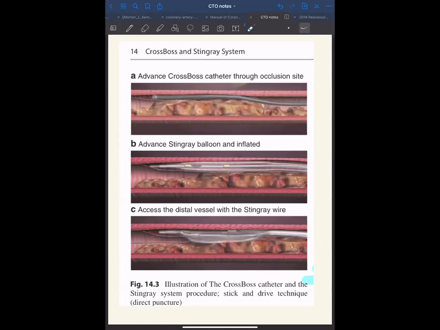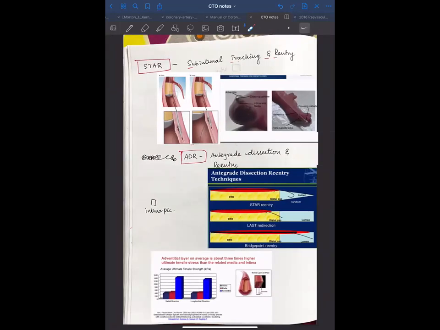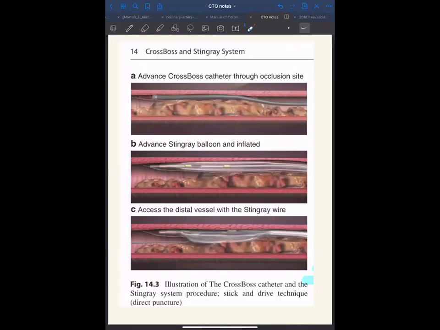So some technology. Crossbars can be passed without a guide wire. It just needs the guide wire to take it all the way there, but it doesn't need to go on the guide wire to go into the subintimal location. Till here we have to use the guide wire, and afterwards we can push it. Till bringing it here, but crossbars can be advanced without the guide wire.